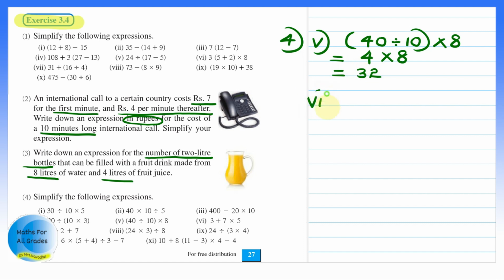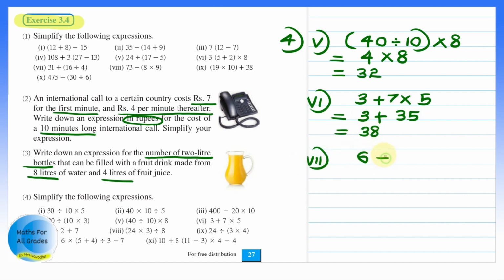Room number 6. 3 plus 7 times 5. Let's do the multiplication. 7 times 5 equals 35. 35 plus 3 equals 38. Room number 7. 6 divided by 2 plus 7. 6 divided by 2 equals 3. 3 plus 7 equals 10.